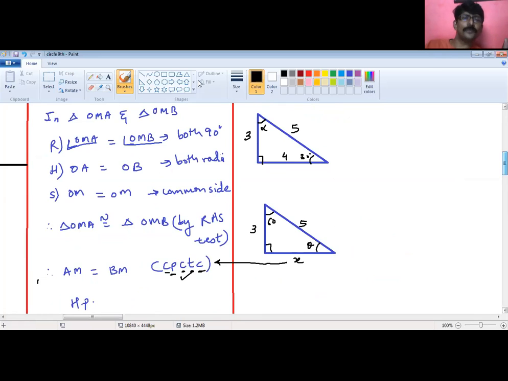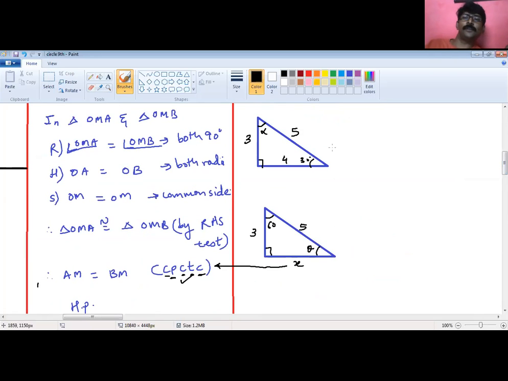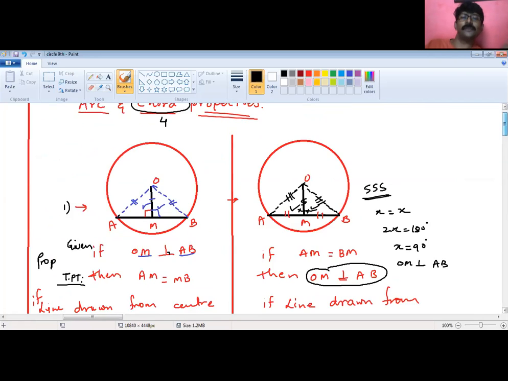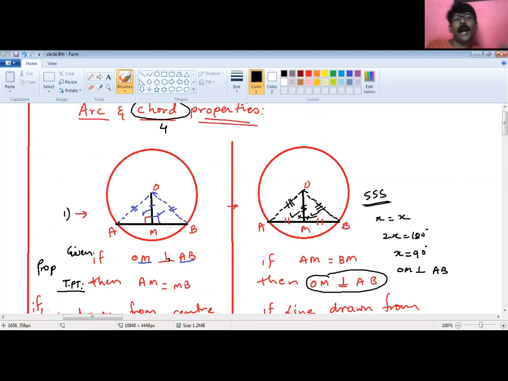The proof is also written here. Let me explain it orally first, and then I'll give it to you in writing. How can we geometrically write the justification for what we are stating over here? That is basically called proof in geometry. You understood what we mean by proof in geometry? Whatever we state over here, we have to write with geometrical reasoning, and that is called proof.